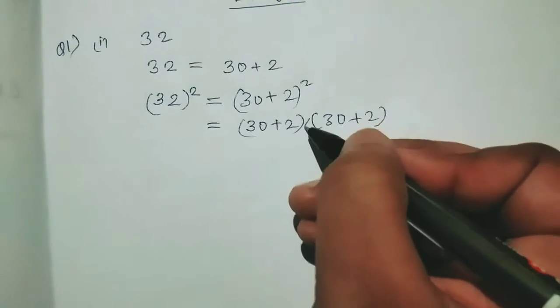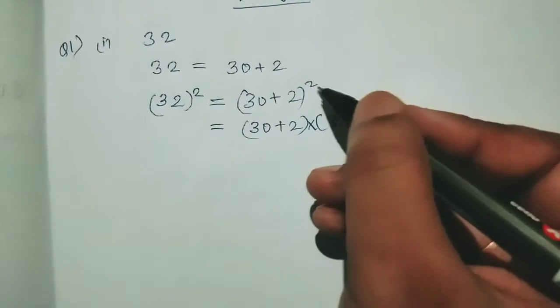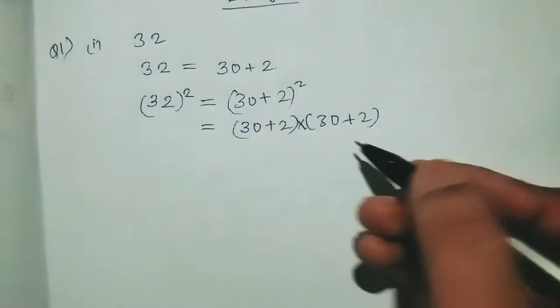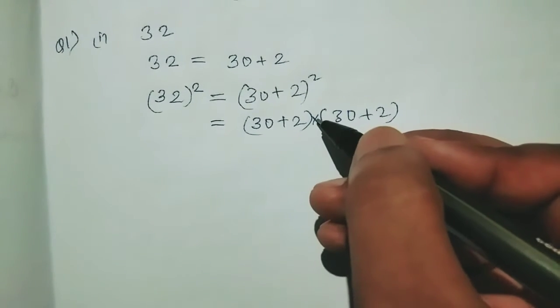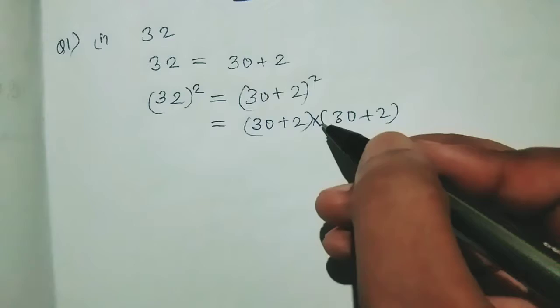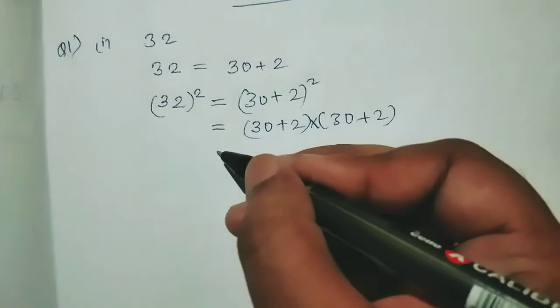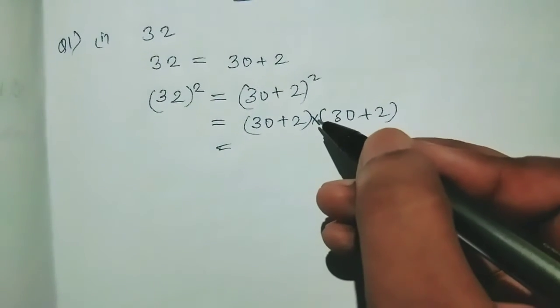And here what is there? It is a multiplication sign. This square means the number is multiplied 2 times. That's why the multiplication sign is there. If you write the multiplication sign, then also okay. If you do not write, then also okay. No problem, because it is understood that there is a multiplication sign.